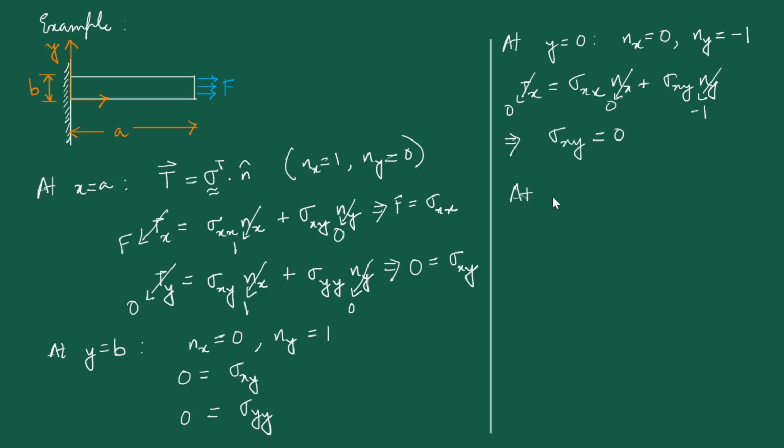Next, sorry, I have to complete the Ty part. Ty is equal to sigma xy nx plus sigma yy ny, and again nx is equal to 0 and ny is equal to -1 because we are talking about the bottom surface, where the unit outward normal is pointing opposite to the y direction. So again Ty is 0 here, so overall we have sigma yy is equal to 0.